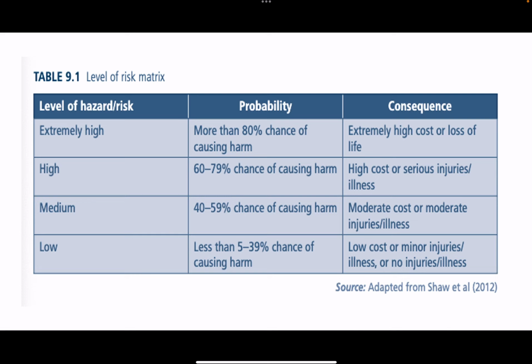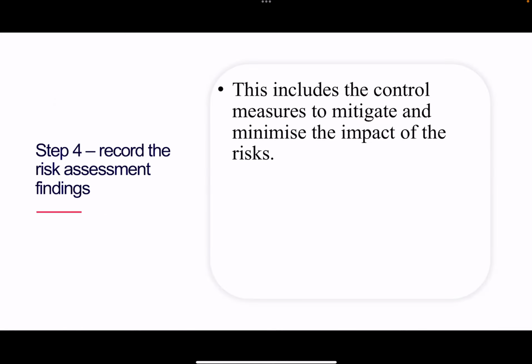And a lot of risk assessments categorize using color coding, where green means it's low risk level and extremely high means red. Okay, and high means orange and medium is yellow. You can categorize in different colors as well to identify. Okay. So what is step 4? Record the risk assessment findings.